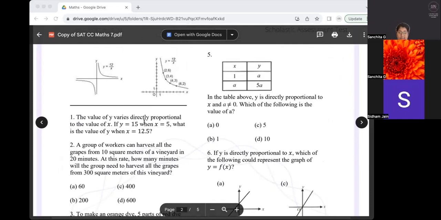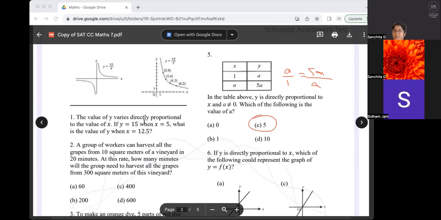Question 5. Again, the same. So x by y over here, right? I will take 1 by a is equal to a by 5a. Got it? Or you can take y by x also. Same thing you'll be getting. Constant of proportionality, you are equating a by 1 is equal to 5a over a. So my answer is 5.